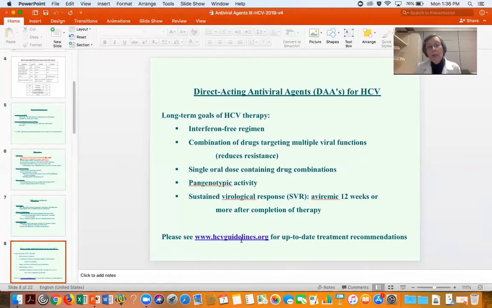And as with HBV, I'm giving you the link to the guidelines. It's again from the AASLD, and it gives up-to-date treatment recommendations and combinations.